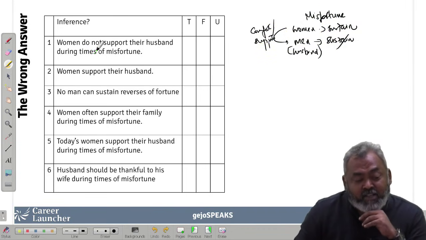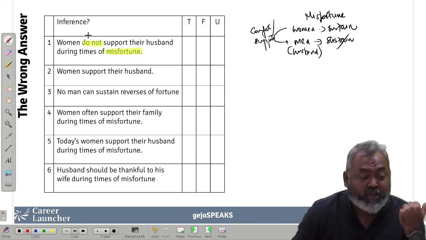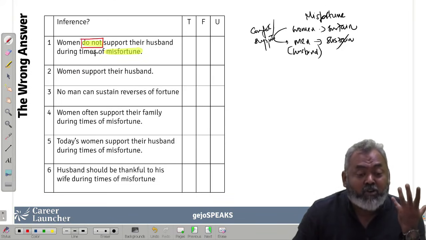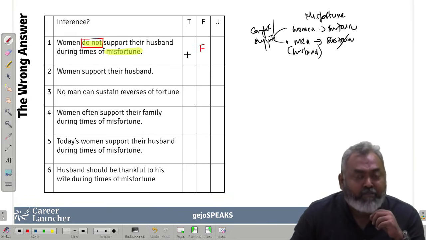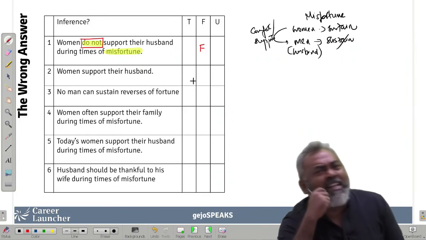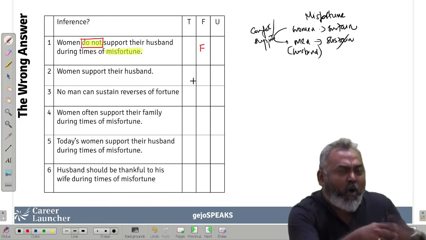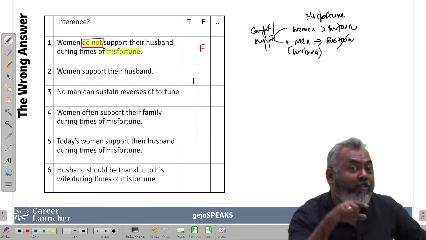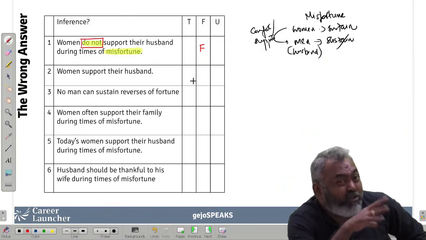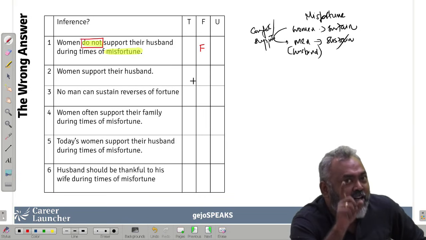The first statement says, women do not support their husband during times of misfortune. How can we say that? I am sure that you and I would agree, how can you say that women do not support when it is very clearly mentioned that women support? This particular statement is definitely false. These false statements are very easy to pick if something contradicts. The question setter does not want to give you options like this. He can, but usually avoids giving wrong answer choices which you can easily pick. They do something else. Let's look at statement number 2.